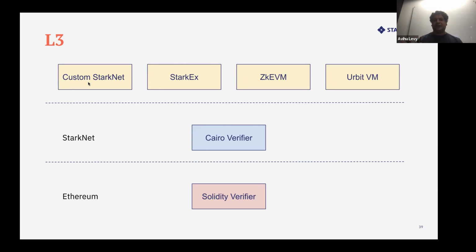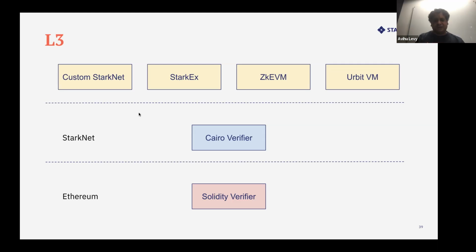Some of them are just replications of StarkNet that can operate on layer 3. Some of them are different Cairo programs like StarkX, and others can be whatever Cairo program that you have in mind that for some reason creates this environment that you're very interested in. Some people are interested in creating an environment that mimics the EVM. Some people are interested in a different execution environment, for example, the Orbit VM. So whatever environment you're interested in, you can implement it in Cairo and send it to the Cairo verifier to be proven.